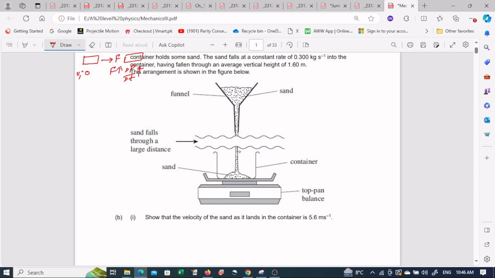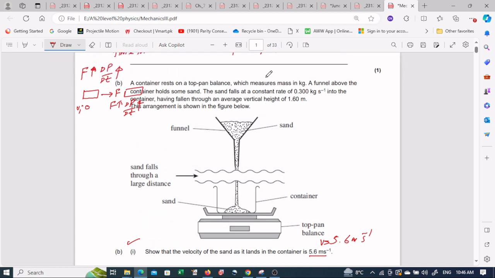In the first part, part A, we have to find the velocity, which is equal to 5.6. So we need to prove that the velocity is 5.6 meters per second. First of all, we define the given information. You can see that the sand falls at a constant rate, the rate of fall of sand, in units of kilograms per second. So this is the mass of sand falling per second, m over t, which is equal to 0.300 kilograms per second.